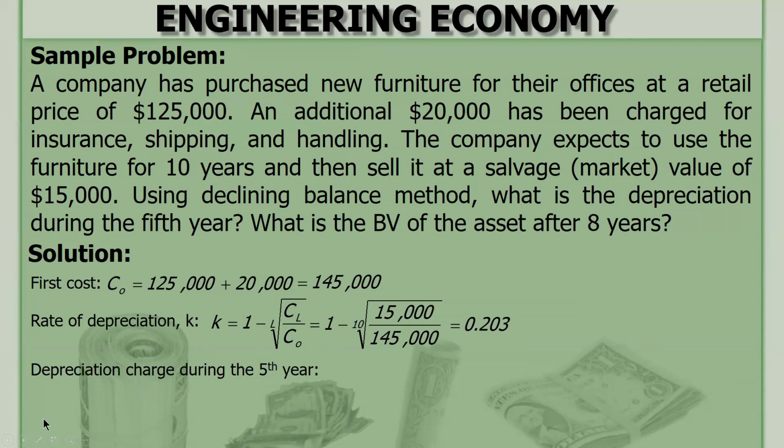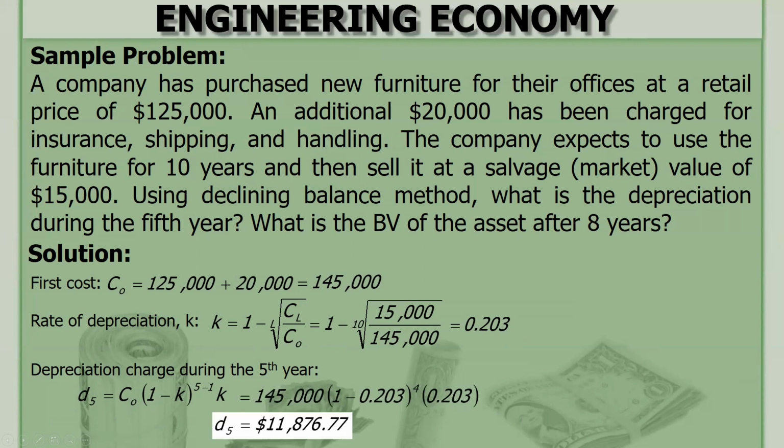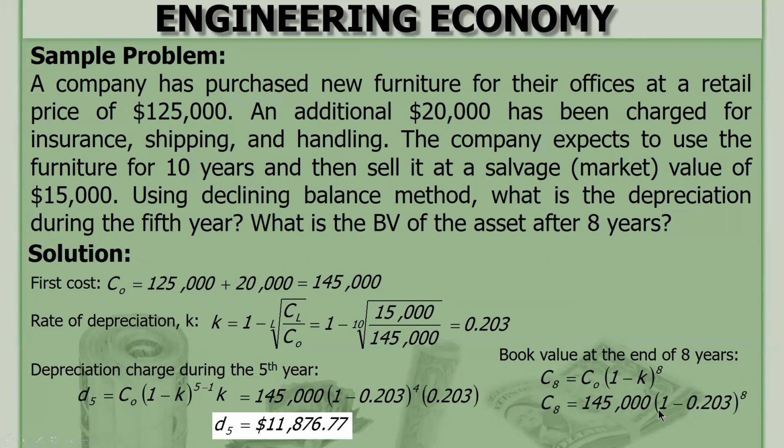So for the depreciation charge, this is the formula. And then you just substitute given quantities. Okay, this is the depreciation during the fifth year. And then the other one is book value after 8 years. Book value, this one, this formula. And then it's very simple.